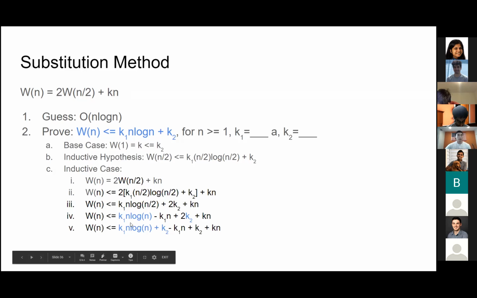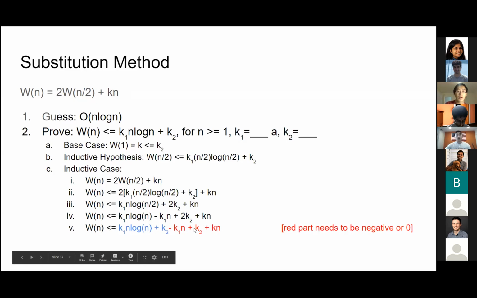First, let's rewrite it so that we have this k2 moved closer, so that way we can see this is indeed k1 n log n plus k2 and some other stuff in the back. And since we want to bound this by this k1 n log n plus k2 term, the extra stuff has to be negative, right? If it's positive, we can't really bound it because Wn might be bigger than k1 n log n plus k2. But if everything here is negative or 0, then we can say that Wn has to be less than or equal to k1 n log n plus k2.